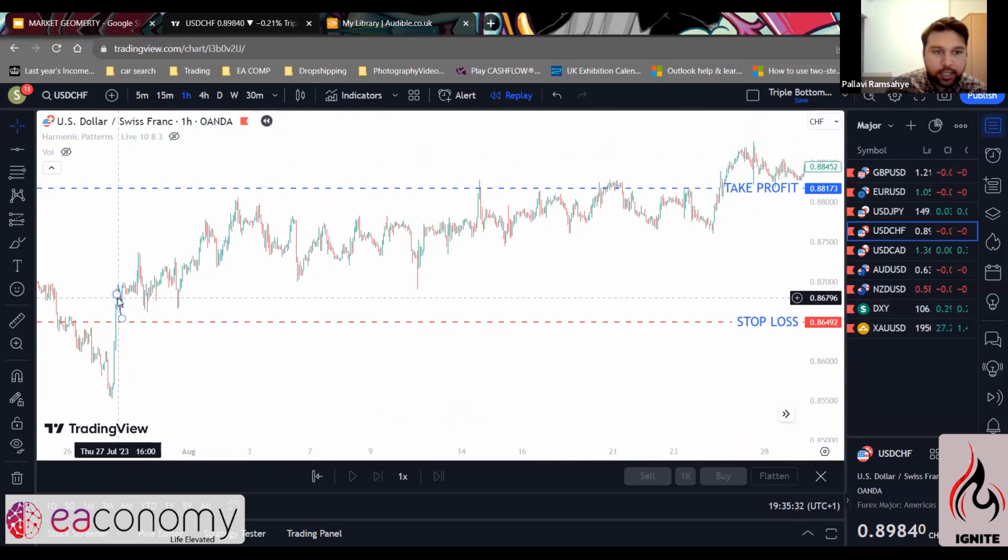So if we come to the entry point, which is right here, it did go into drawdown a couple of times. However, it did stay in profit for quite a long time. This isn't the ideal trade, in all honesty. The reason being is if you look at how long it took to hit take profit, of course you can take partials and move your stop loss, etc.